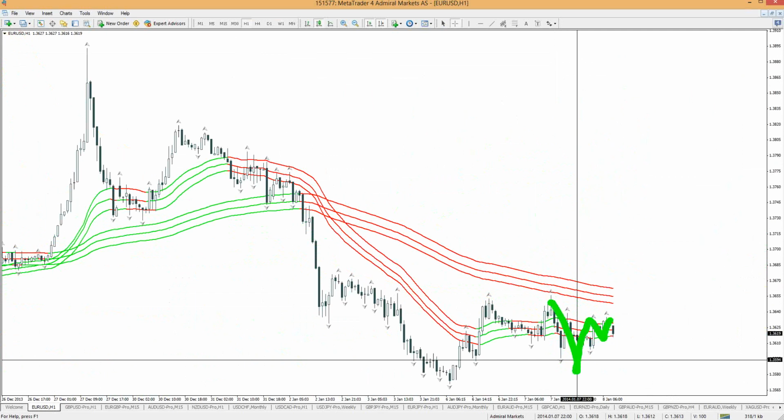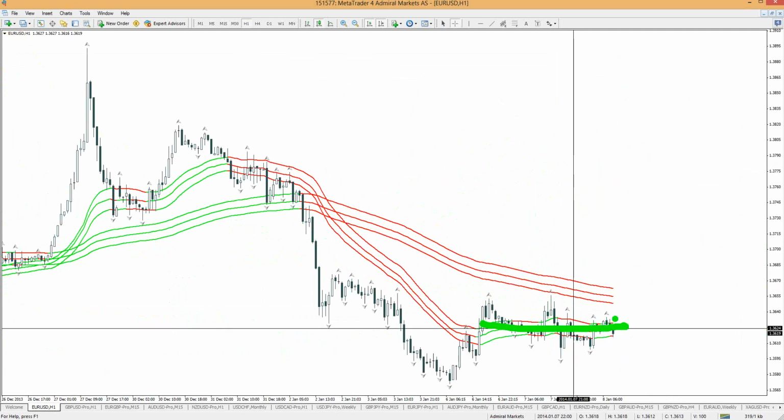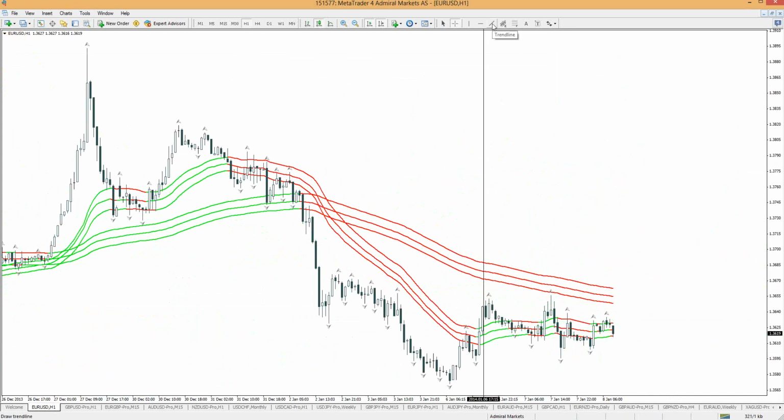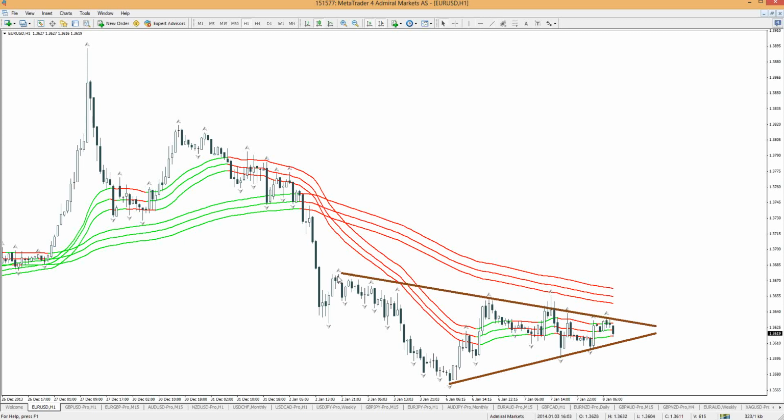And it's been really going sideways ever since. Moving averages are flat. And I think with the euro dollar, there's a good chance maybe that it will go flat until the news announcements. But from our trendline perspective, there is this potential triangle. I just wouldn't trust it to break too much. If it does break, I have a feeling it would just fly back to the moving averages.